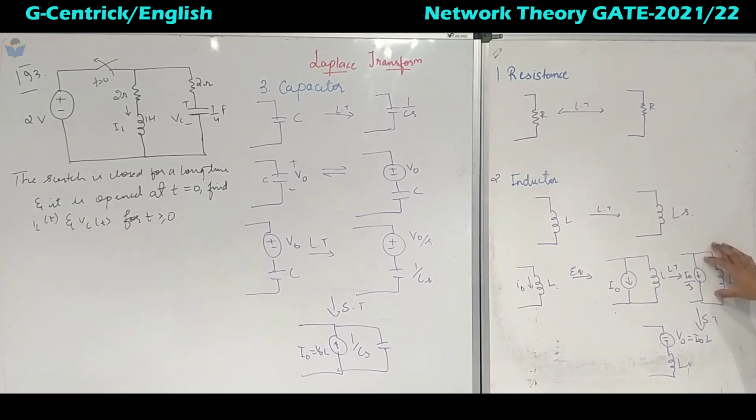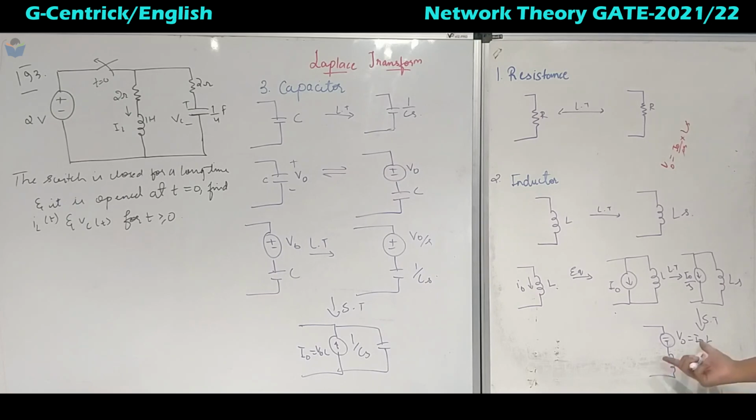Now to convert this into voltage, you take the source transformation. When you do that, the value of V0 is I into, which is I0 by S into Ls. The S and S get cancelled, and you get the value of V0 as I0 into L, and the Ls will be as it is. So this is the case with the inductor.